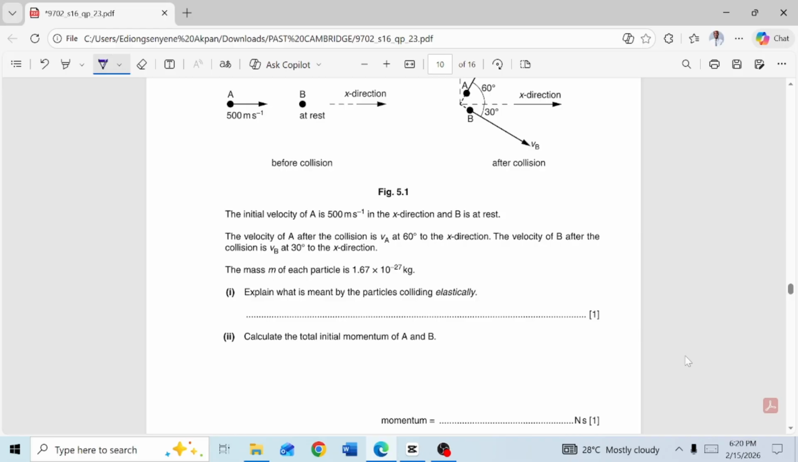What is meant by the particles colliding elastically is the kinetic energy before collision is equal to the kinetic energy after collision. The next question, B(ii).